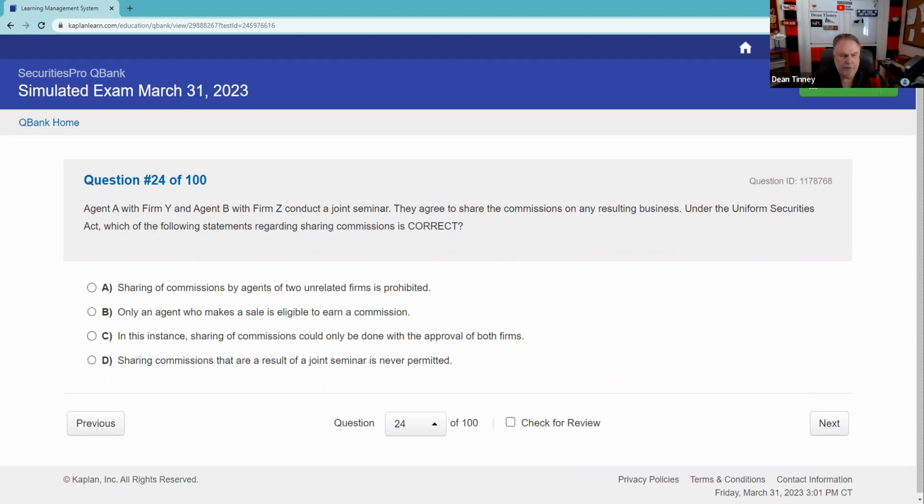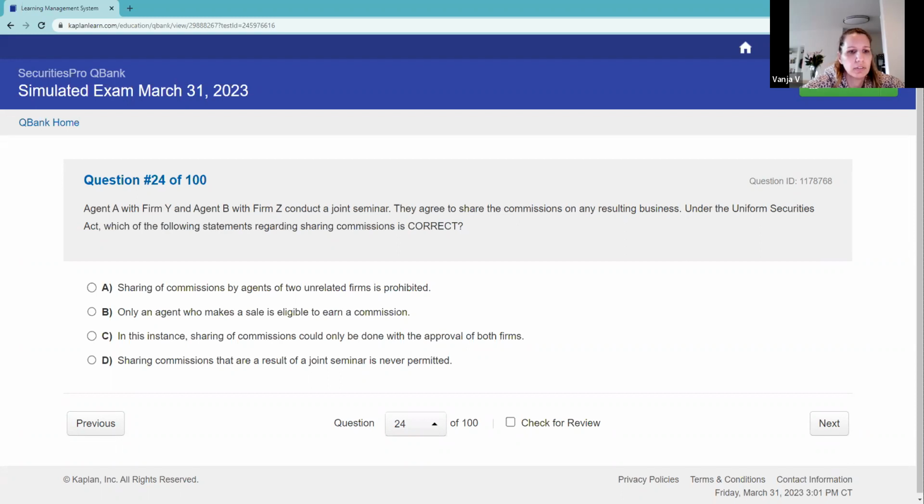Question 24 of 100. Agent A with firm Y and agent B with firm Z conduct a joint seminar. They agree to share commissions on any resulting business. Under the Uniform Securities Act, which of the following statements regarding sharing commissions is true? Sharing of commission by agents of two unrelated firms is prohibited.